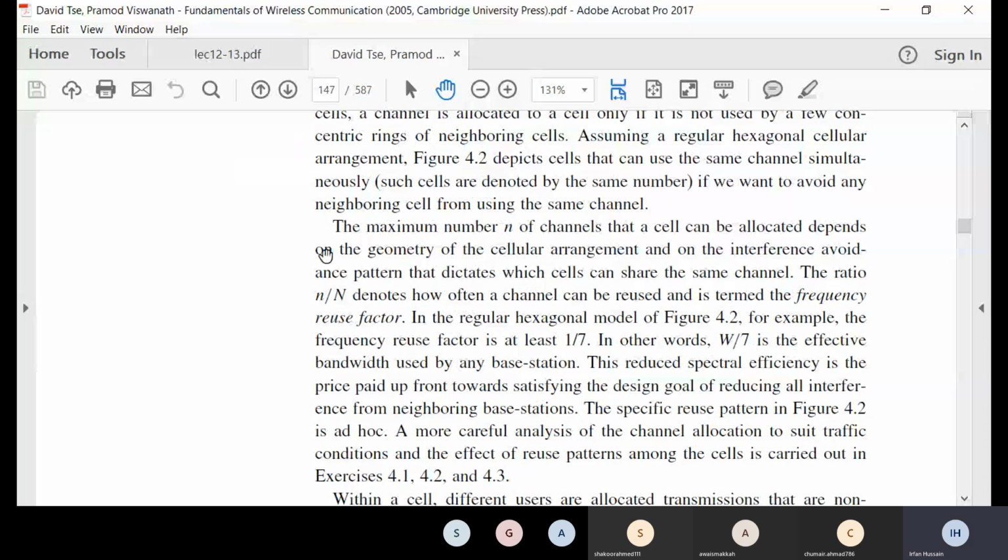So you could see here that if n is 7, then I can give only 1 over 7. The ratio could be different. For example, n could be 100 and 7 could be 700. But overall the ratio would be n over n, because n is the reuse and 7 is the total.